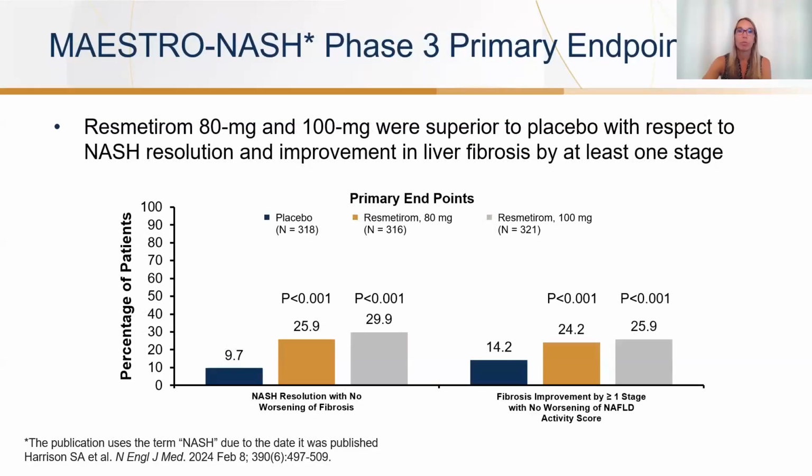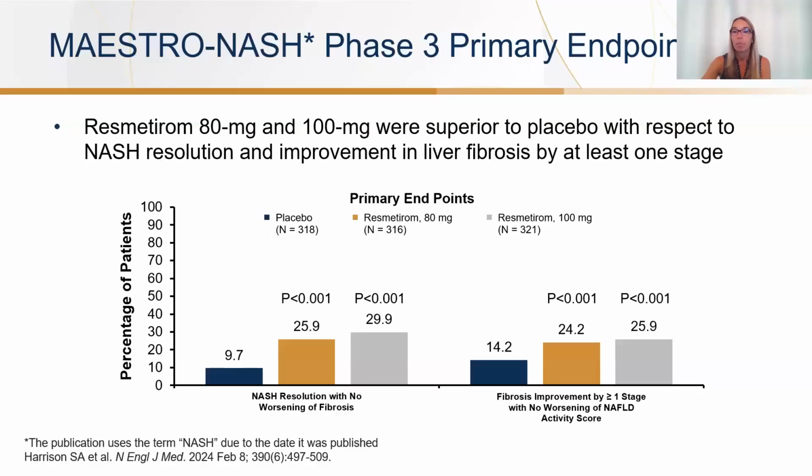And then here's the primary efficacy endpoints. Resmetirom at 80 and 100 milligrams were shown to be superior to placebo with respect to NASH resolution and improvement in liver fibrosis by at least 1 stage. And so when we look at NASH resolution with no worsening of fibrosis, we see this on the left of this graph, nearly 26% in the 80 milligram arm, 30% in the 100 milligram arm achieving this endpoint versus a little less than 10% in placebo.